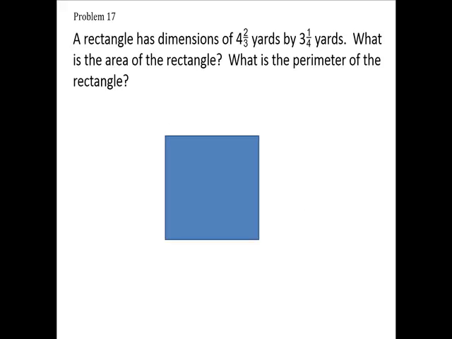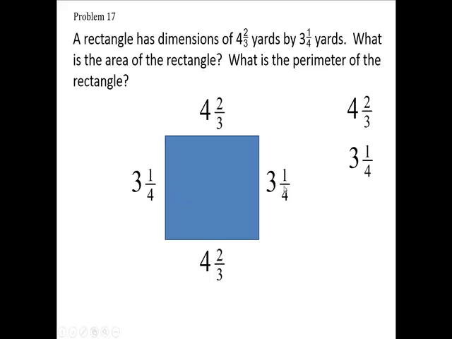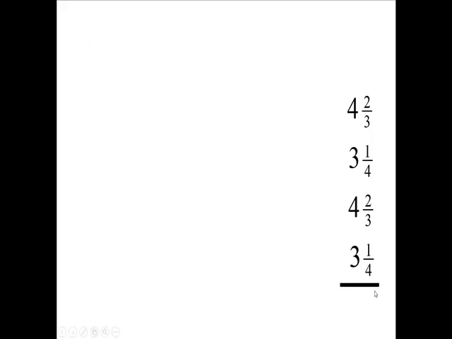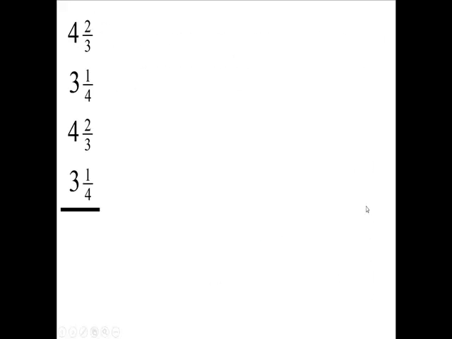Okay, here's my rectangle. It's 3 1/4 by 4 2/3. So the perimeter is the distance around it. So I need the length of this side and then the length of this side. And then I want to add up the sides. So we have this one, this one, this one, and this one. So here are my 4 sides, which I'm going to do what? Add them together to get the perimeter. Copy that down over here.